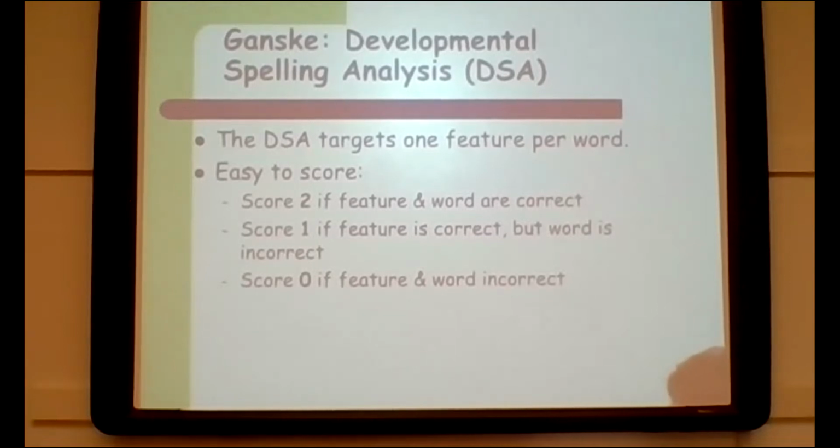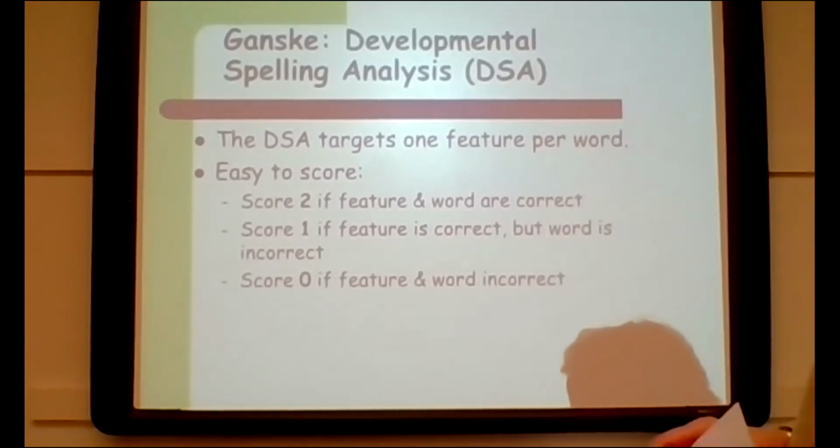So on the DSA, each word has one feature that's targeted. And it's very easy to score because you look at the way the students spell the word. If they have the underlying feature correct, they get a point. If they have the whole word correct, they get a point, and so they can get 2 points total if the feature and the word are correct. They only get 1 point if the feature is correct, if the word is not correct. And then they get a 0 if the feature and the word are not correct.